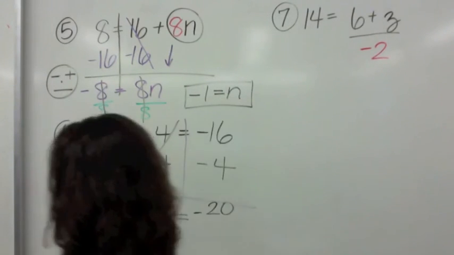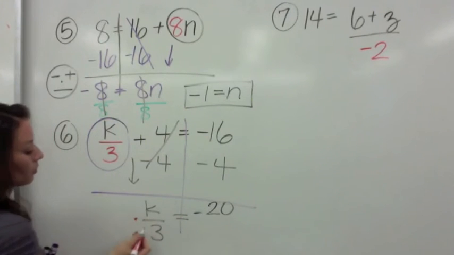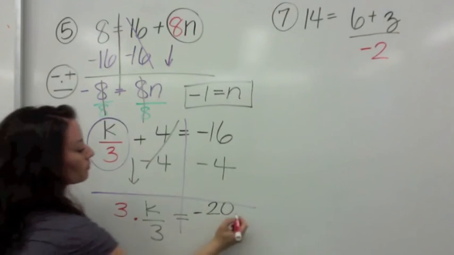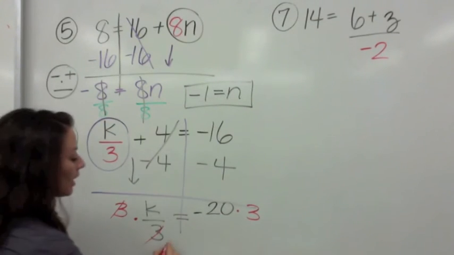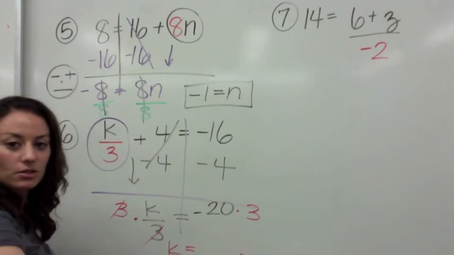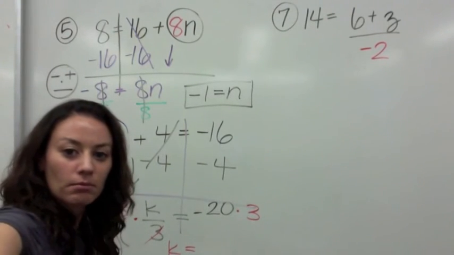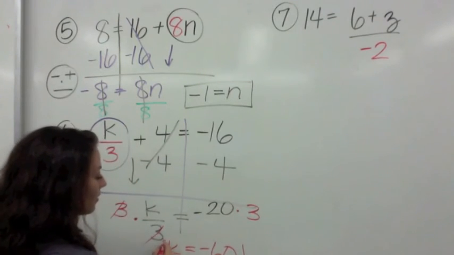Thank you very much. So you multiply both sides by 3, or the reciprocal of 1/3, which is 3 over 1. When you do that, the 3's cross cancel, and you get that k equals negative 20 times 3. What's the answer? Don't tell me. What is it? It's negative 60. Good job. Okay. Good.